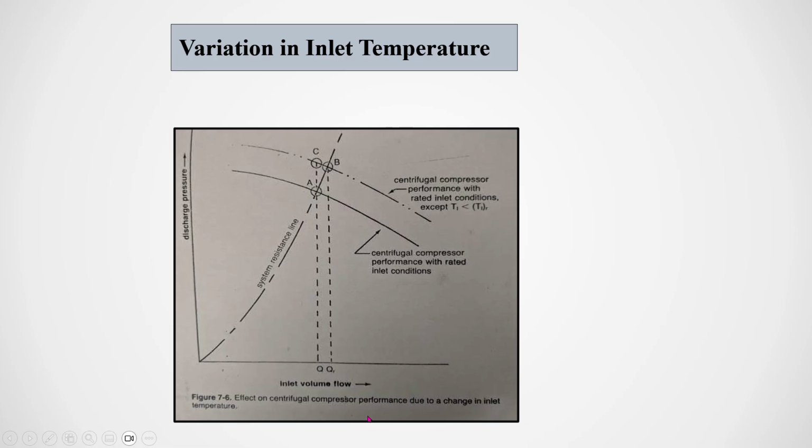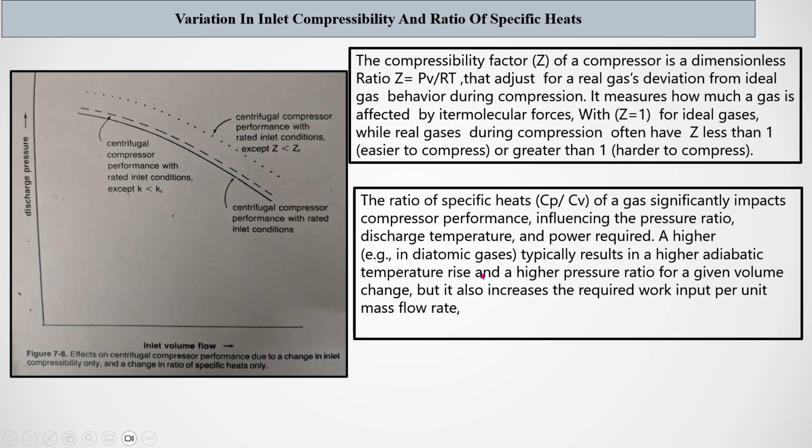So in the winter season, why is the compressor running efficiently? Because its performance curves have gone up, and it is running away from the surge point. That's why, when the inlet temperature is less than the rated temperature, your performance curve will go up and it is away from the surging point. So your compressor running will be more stable.